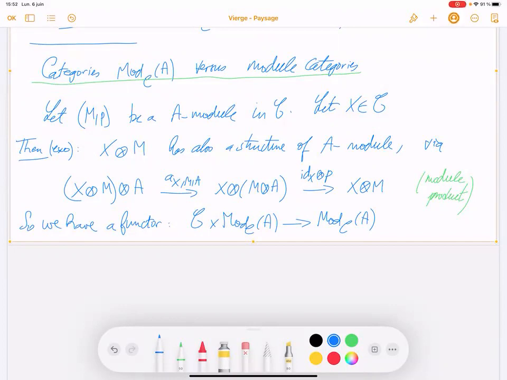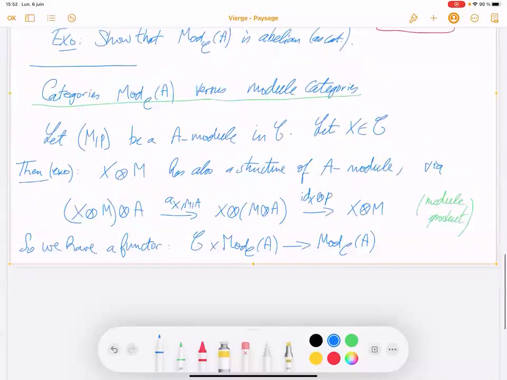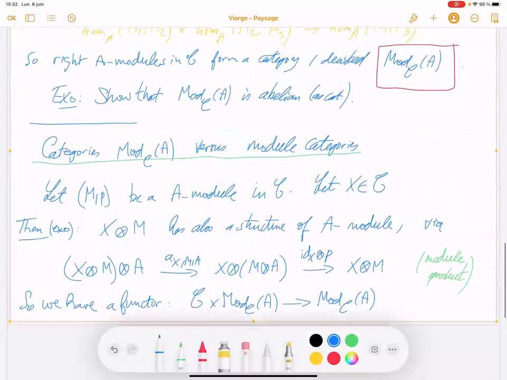So module product, why I wrote module product? Yeah, so what? So the morphism P for the module is not called the module product. It's just called morphism.